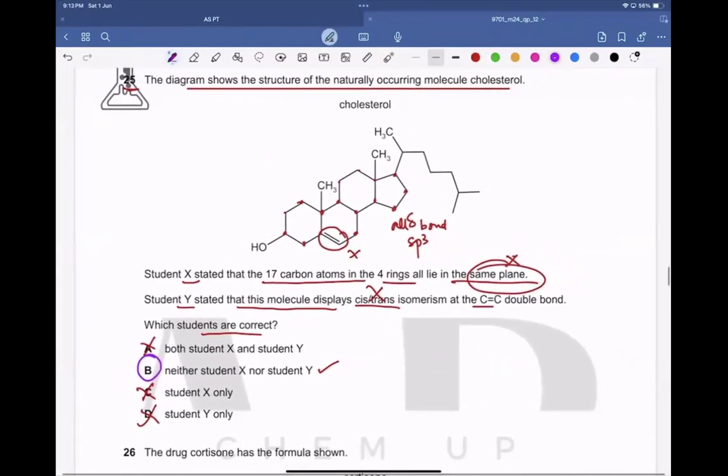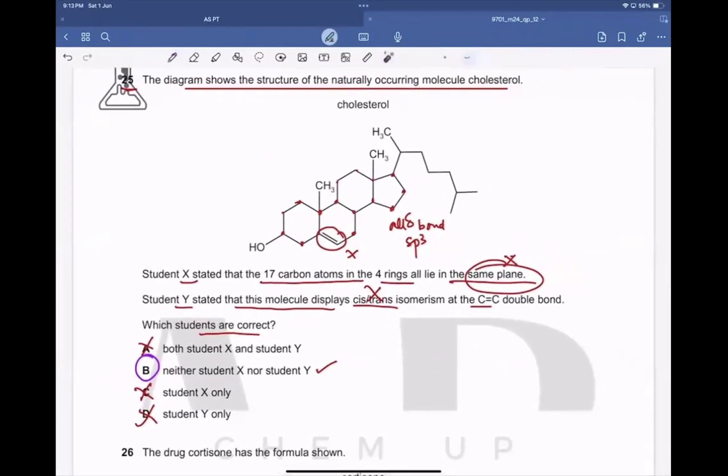If you go through the notes, you will find that we have discussed that for a cyclic structure to show cis-trans isomerism, it must have 8 carbon atoms in the ring. Now, if you see, this ring is comprised of only 6 carbon atoms, which indicates that it is not able to show cis-trans isomerism. Is it understandable?